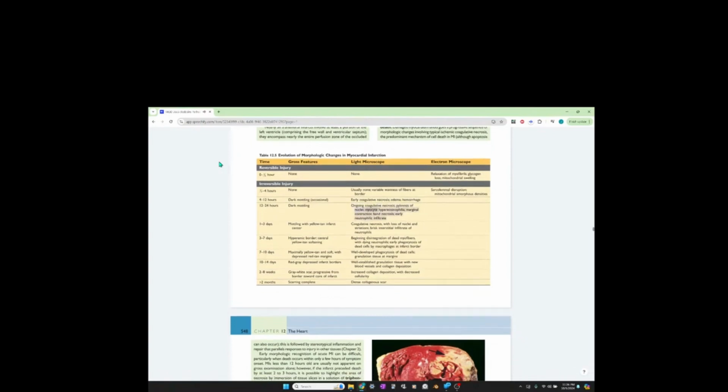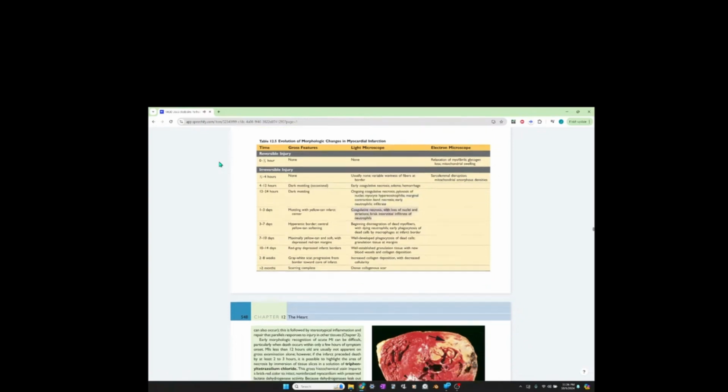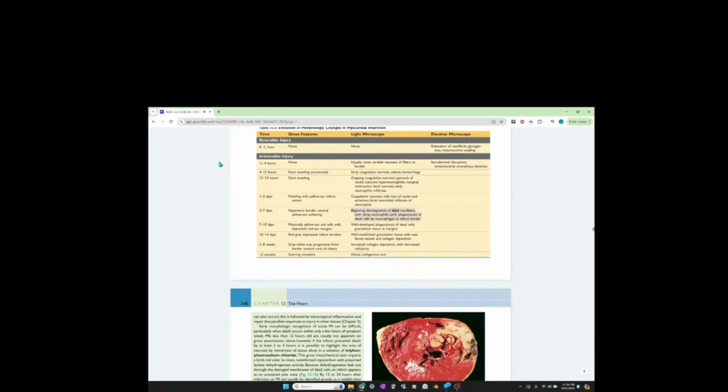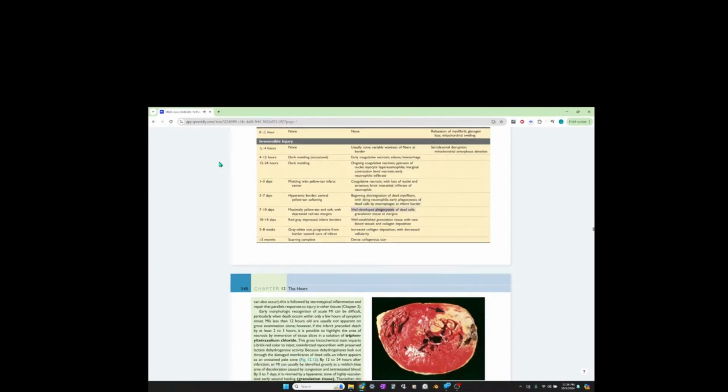Early coagulative necrosis, edema, hemorrhage. Ongoing coagulative necrosis, pyknosis of nuclei, myocyte hypereosinophilia, marginal contraction band necrosis. Early neutrophilic infiltrate, coagulative necrosis with loss of nuclei and striations, interstitial infiltrate of neutrophils. Beginning disintegration of dead myofibers, with dying neutrophils, early phagocytosis of dead cells by macrophages at infarct border, well-developed phagocytosis of dead cells.